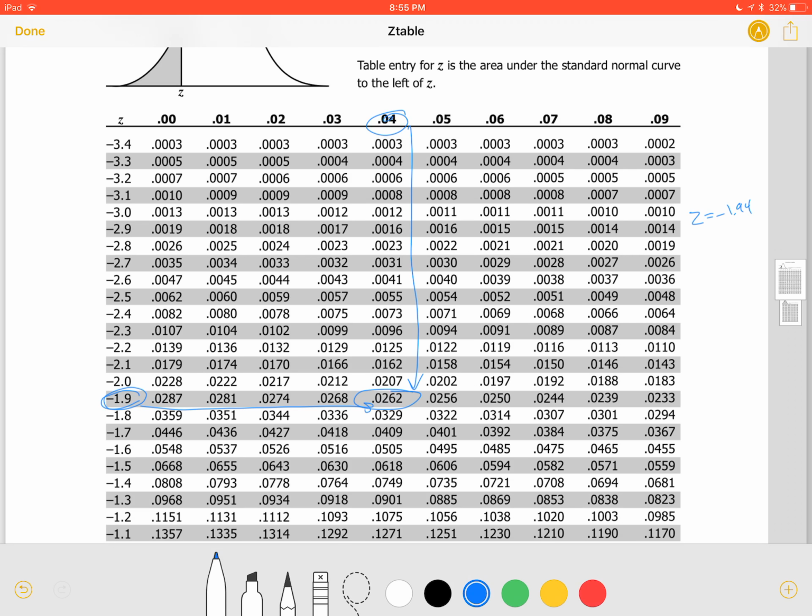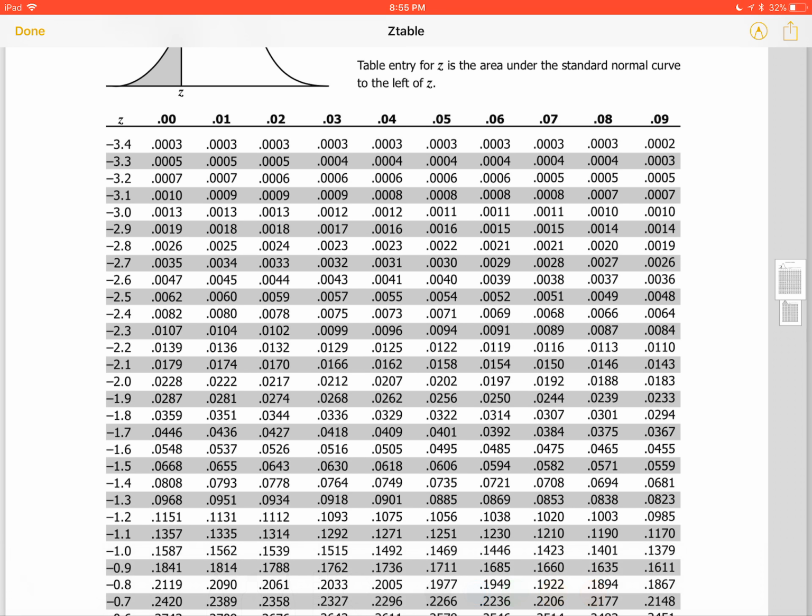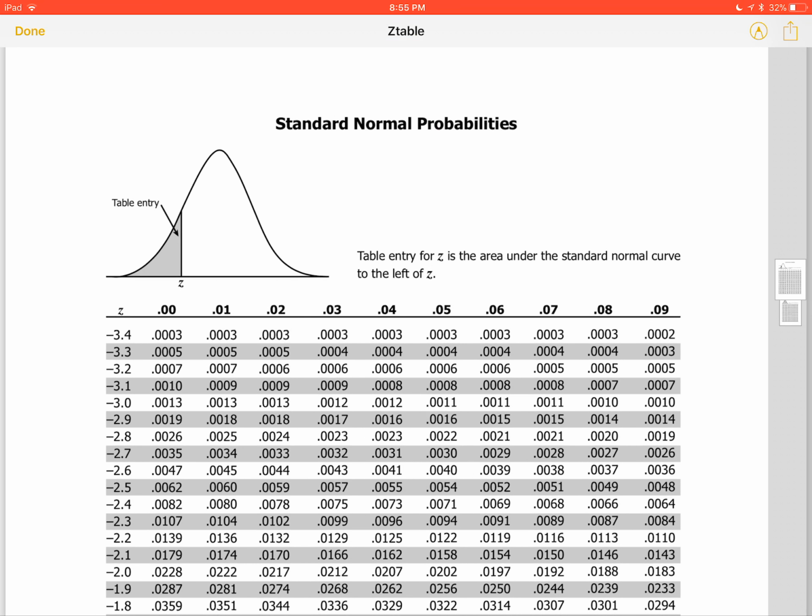And you know it's to the left because if you look at the diagram on the top of this paper, it shows you right here, table entry z, and then it has the left side shaded. That's showcasing to you that every proportion listed here in the table is to the left of the z-score.